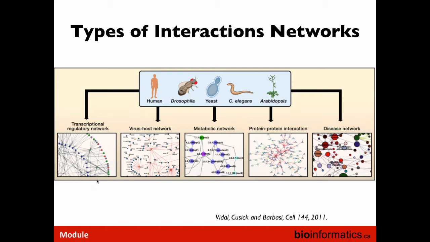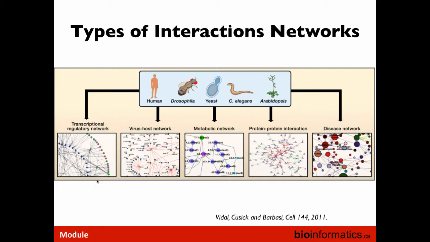Most cellular networks are available for what I call the supermodel organisms. So things like Drosophila, yeast, C. elegans, and Arabidopsis. There are also human interaction maps available as well, although I would say the model organisms are far more well studied.